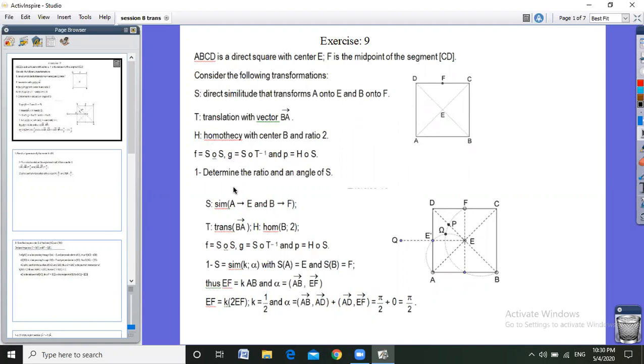First, determine the ratio and the angle of S. We have by S, A gives E, B gives F. To find the ratio and the angle, we have EF equals k AB. EF is half AB. Okay, we get the ratio.